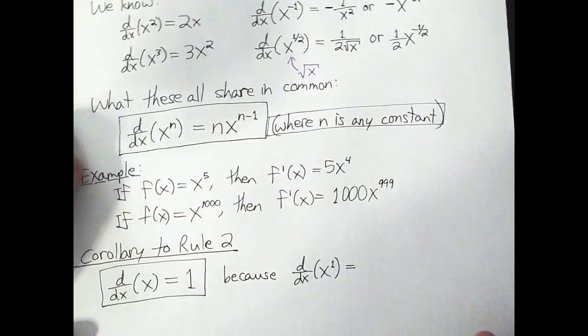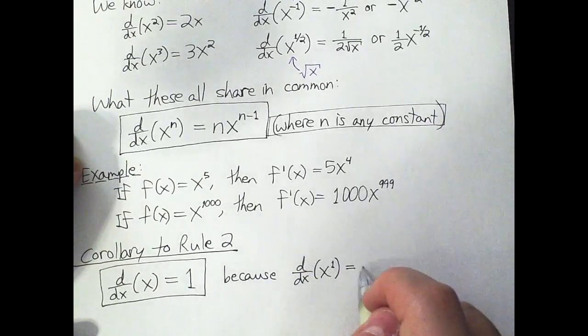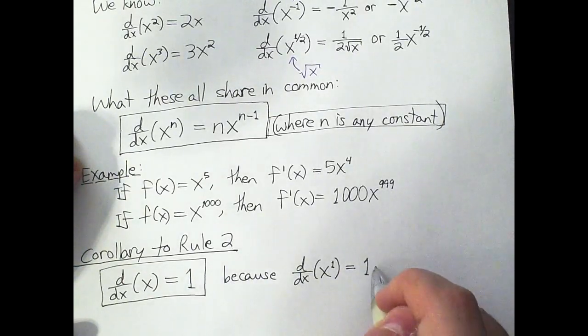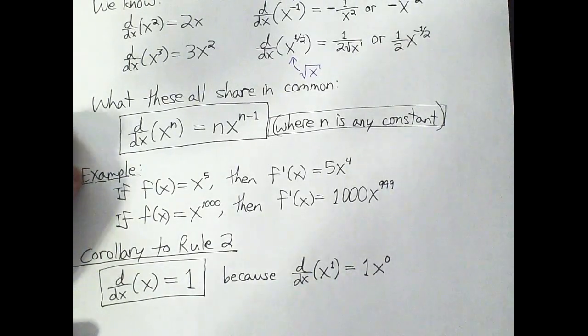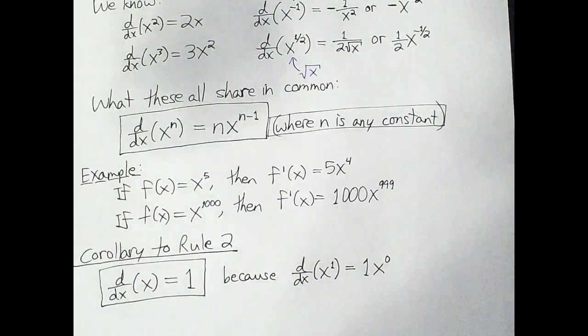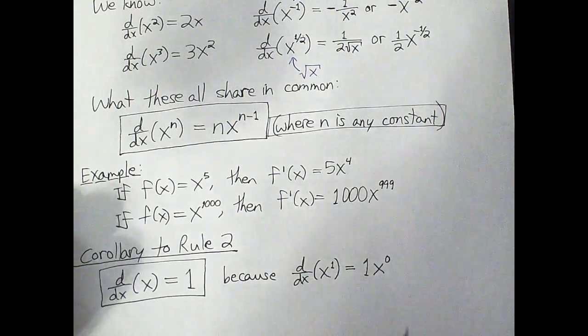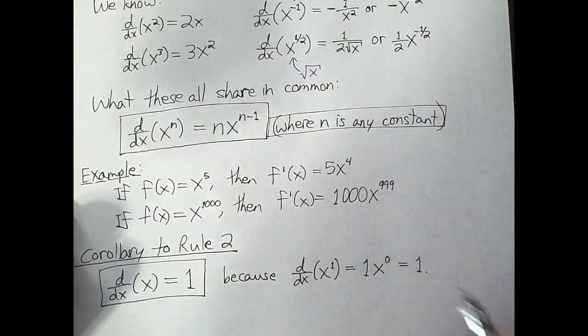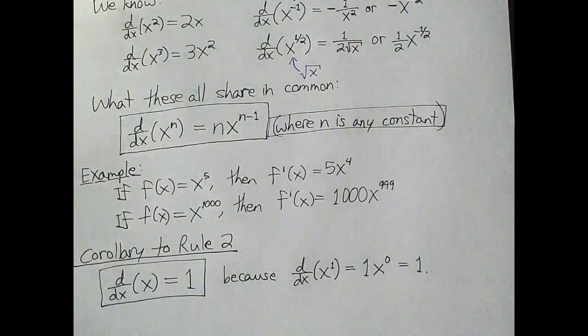Okay. So this is x to the 1, so the rule should apply, which says bring the 1 out front. X raised to the exponent is now going to be 1 less. Well, x to the 0 is always 1, so this equals 1. You could also prove this using the definition of the derivative, and you would also get 1.